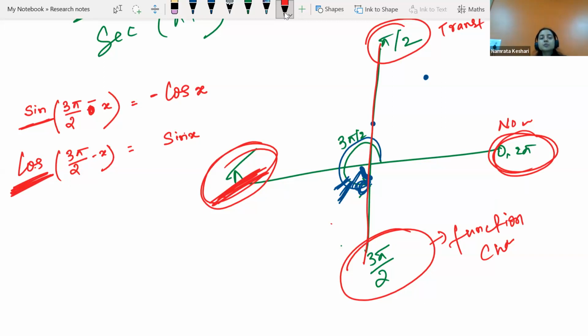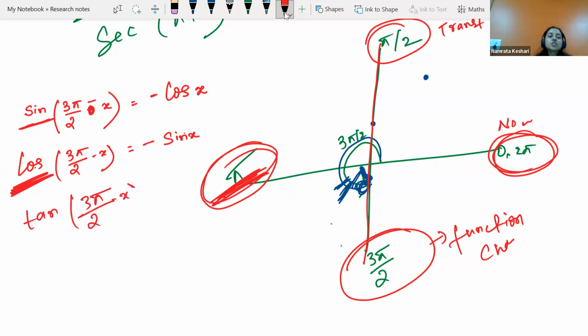Third quadrant, cos is positive or negative? Yes, third quadrant, cos is positive or negative? Because in the third quadrant only tan is positive, due to that cot will automatically be positive. So tan of 3 pi by 2 minus x.